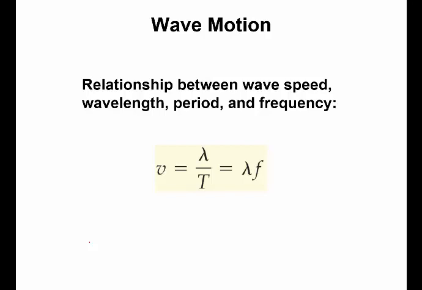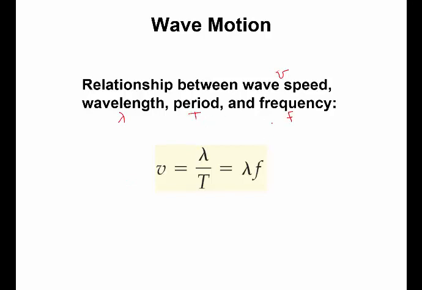So when we talk about wave motion, we have to talk about the relationship between wave speed, which is our v in this equation, our wavelength, which is this funny lambda, it's a Greek letter, our period, which again is capital T, and our frequency.